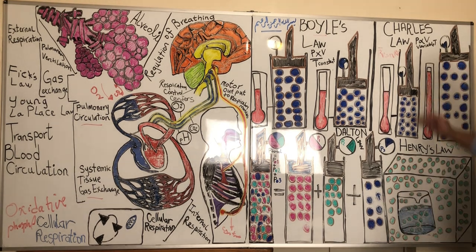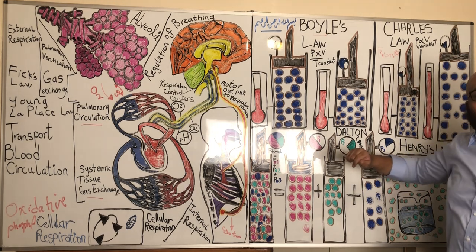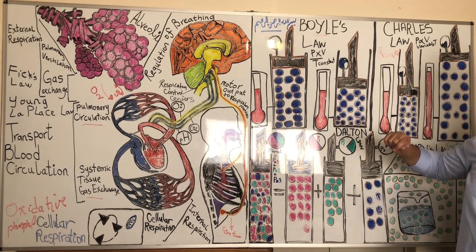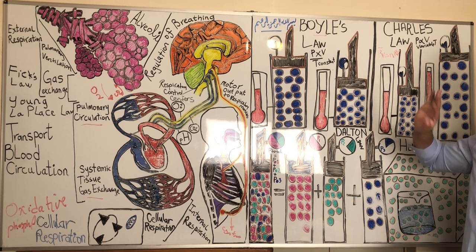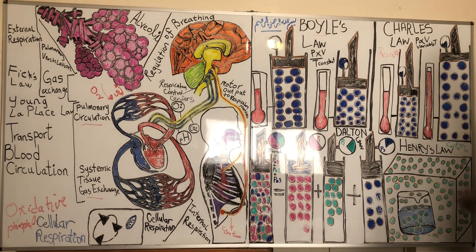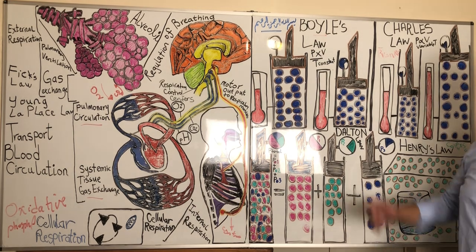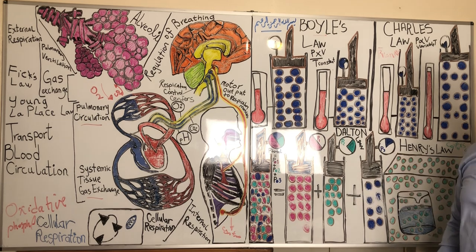If I keep the volume constant, I don't change it, but I change the temperature, you will see that the pressure would also increase. If I make the volume constant, I don't change the volume, but I increase the temperature, the pressure would increase. If I decrease the temperature, the pressure would decrease if the volume is constant, and vice versa.